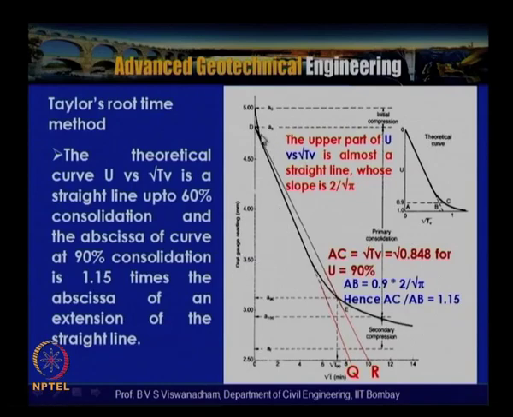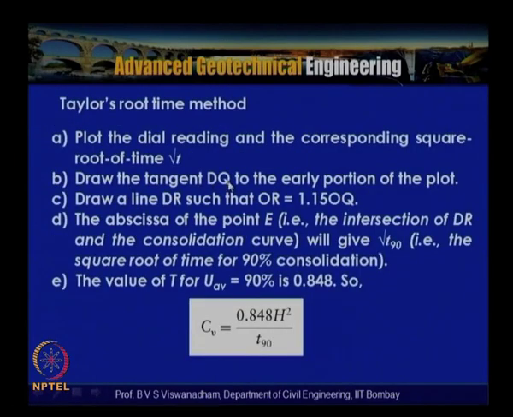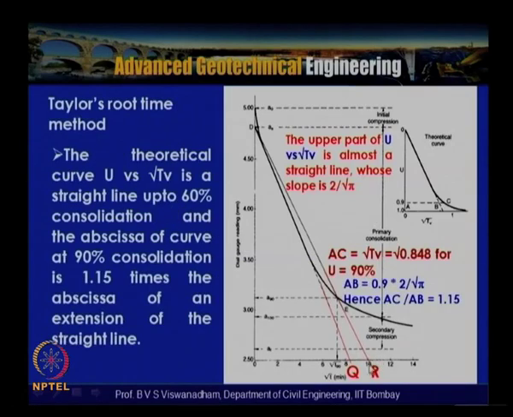In this method, the assumption is that the initial portion is a straight line. For certain soils, such as clay soils with secondary consolidation, getting this straight line portion is difficult. But if organic content is not prevalent and the soil is silty in nature, it is possible that the straight line portion can be obtained. So we draw a tangent passing through the initial straight line portion of the curve, which is DQ. Then draw the line DR such that OR is equal to 1.15 OQ, where this is O.